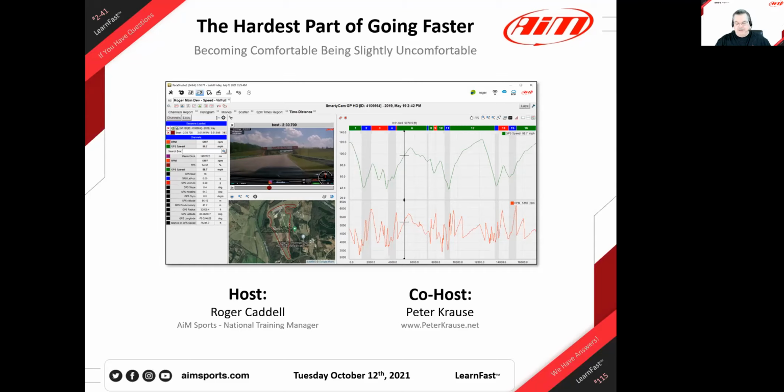Having Peter here is one of these times when we're going to chat. There'll be some technical things in there, but we're really going to be looking at squiggly lines and video and understanding how to turn that into speed on the track, the hardest part of going faster. What is the hardest part of getting from the squiggly lines into action on the track with your hands and your feet? We're going to do that, and I appreciate you being here again, Peter. I'm looking forward to having a good time today.